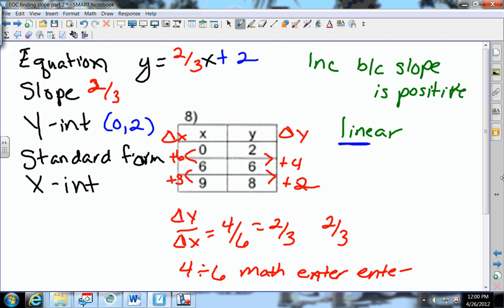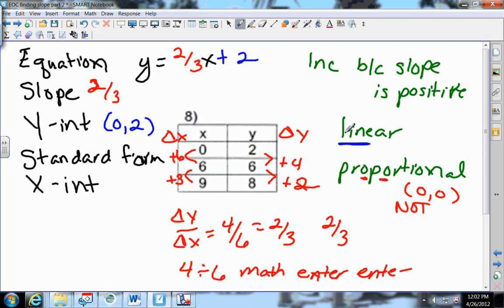The other thing we worked on was whether it's proportional. What does proportional mean? Well, if it doesn't have a y-intercept, it means it goes through the origin, which is (0, 0). Is this y-intercept (0, 0)? No, it is not. This one is not proportional.